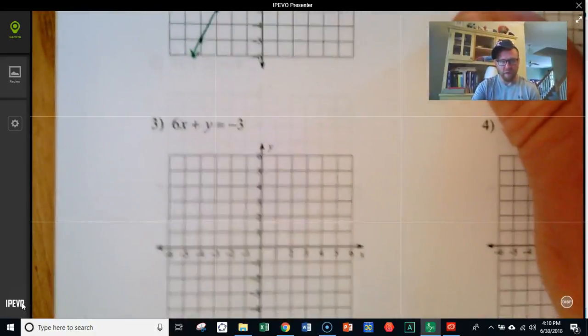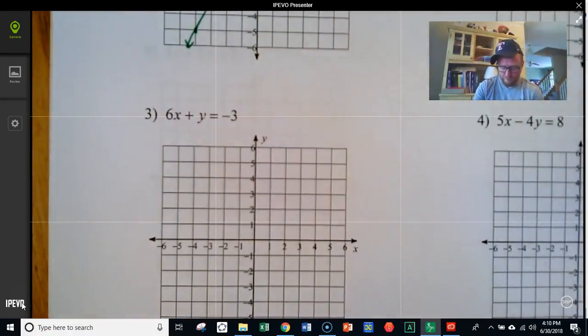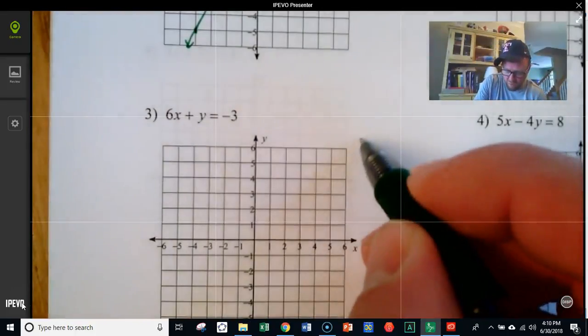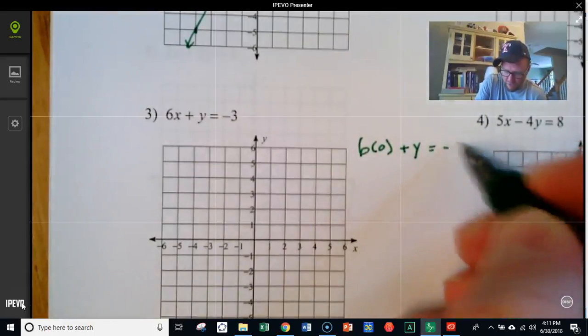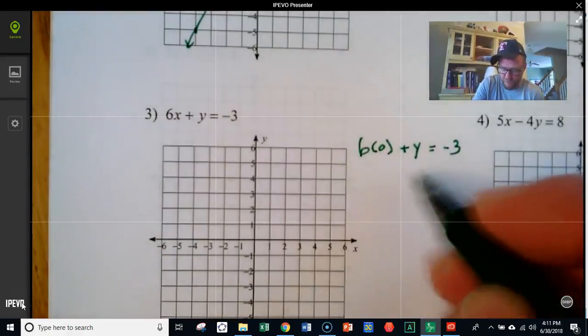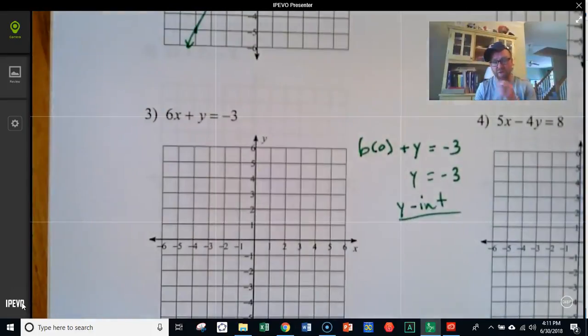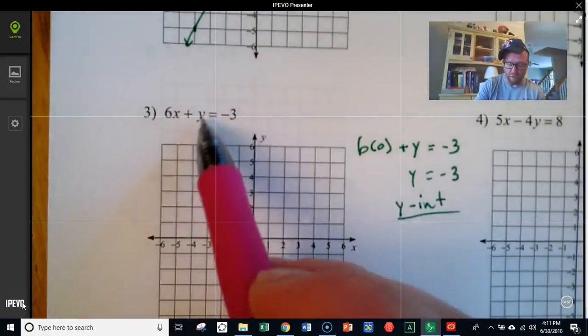I'm going to do this one using the other method. What I'm going to do here is find out what the y-intercept is by substituting a 0 for x. So, 6 times 0 plus y equals negative 3. That's y equals negative 3. And that's the y-intercept. We'll plot that. Negative 3. And now do the x-intercept.